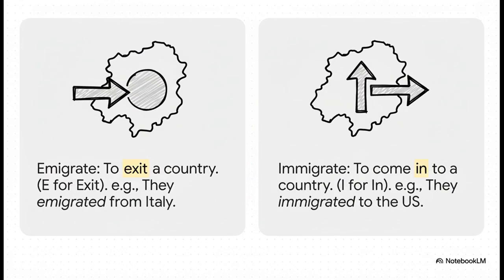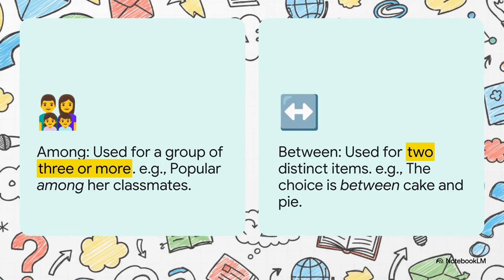This next pair is all about your point of view, your direction. Emigrate and immigrate. Here's all you need to remember. Emigrate starts with E, like exit. You emigrate from a country. Immigrate starts with I, like coming in. You immigrate to a new country. So E for exit, I for in. That's it. So simple. And for our last pair, we've got among and between.